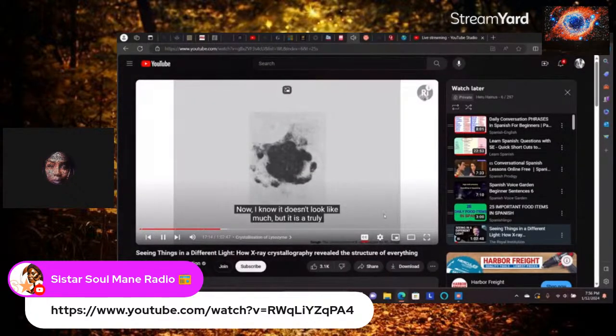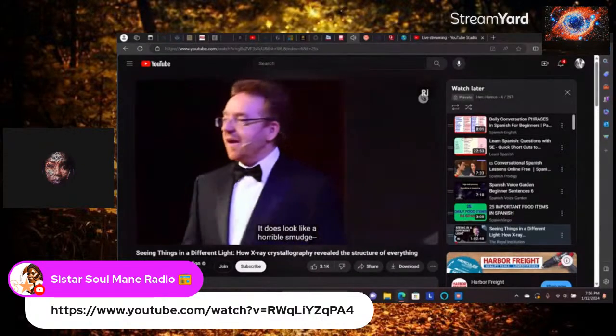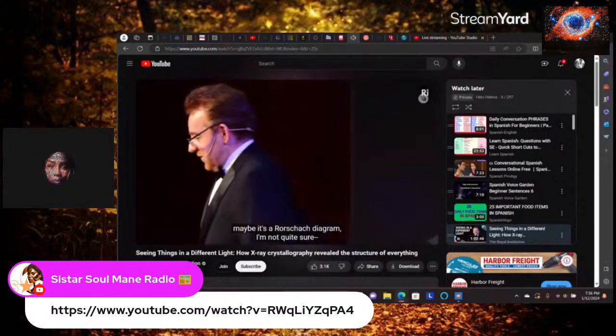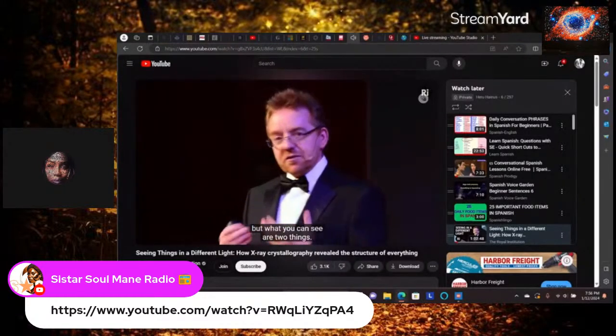Now, I know it doesn't look like much, but it is a truly significant scientific result. It does look like a horrible smudge. Maybe it's a Rorschach diagram. I'm not quite sure. But what you can see are two things.